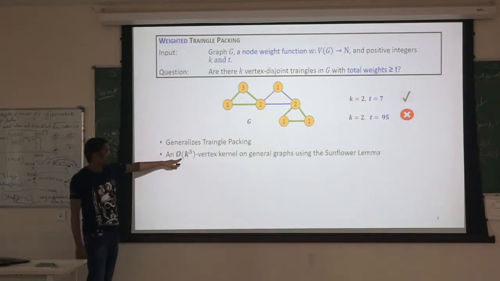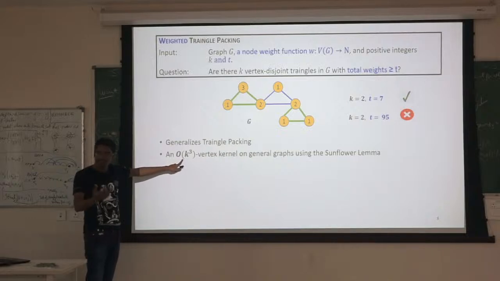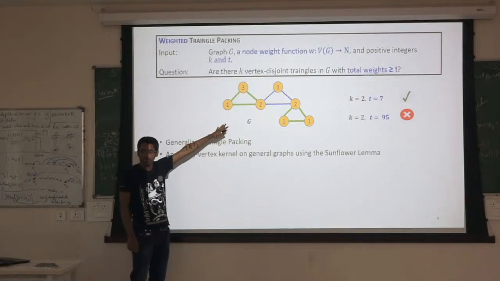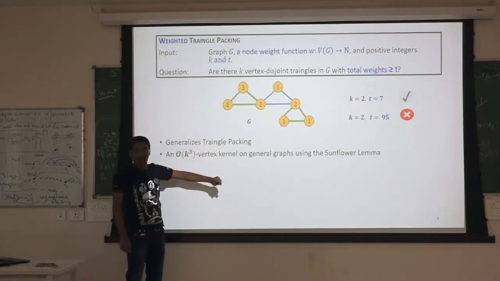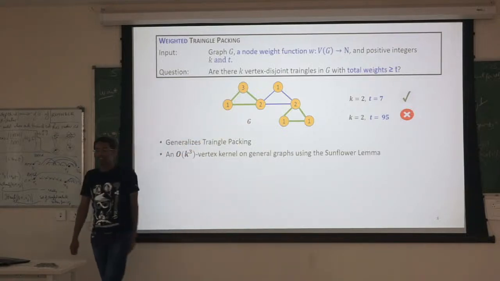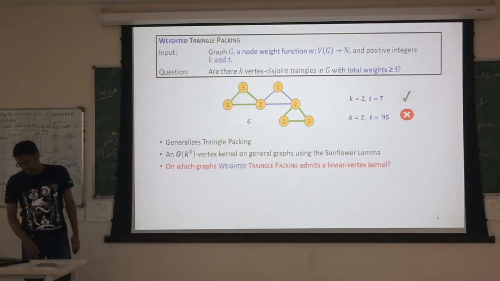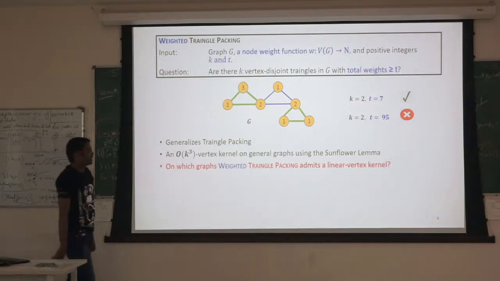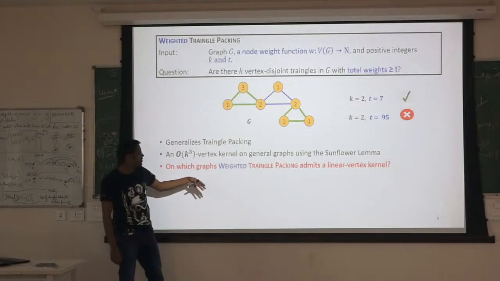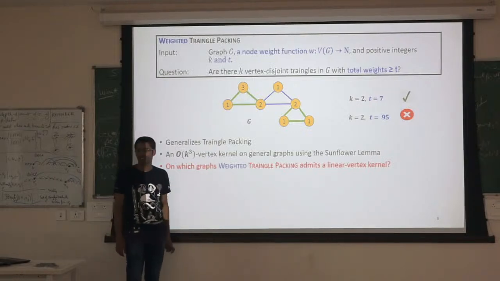It again has a k-cube vertex kernel using the sunflower lemma argument, where you don't arbitrarily remove a petal but just remove the least, the minimum weight one, because that will ensure that if you have at least 3 things, then you have at least 3. And now we ask the main question: on which graph classes does weighted triangle packing admit a linear vertex kernel?